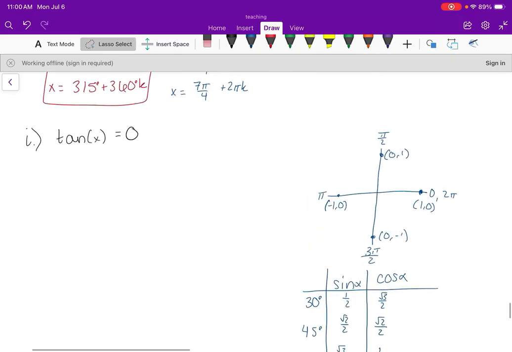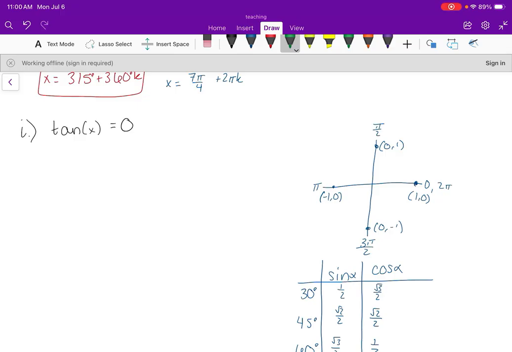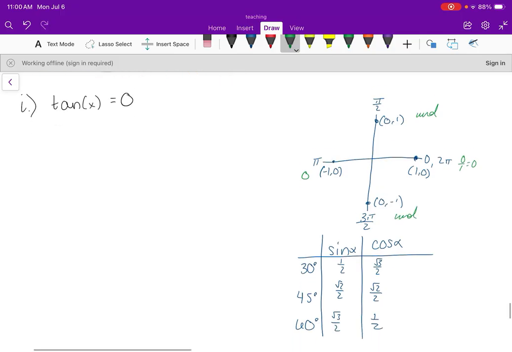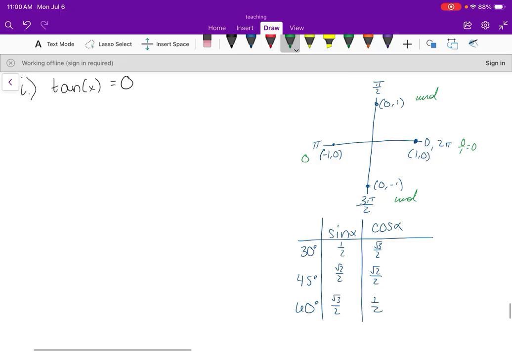So remember, tangent is sine over cosine. So if I look here, for tangent, this would be 0 over 1, which is 0. 1 over 0, so that's undefined. 0 over 1, so that's 0. Negative 1 over 0, so that's undefined. In my table, if I want to add a tangent section in, this would be 1 over square root 3. This is 1, and this is square root 3.